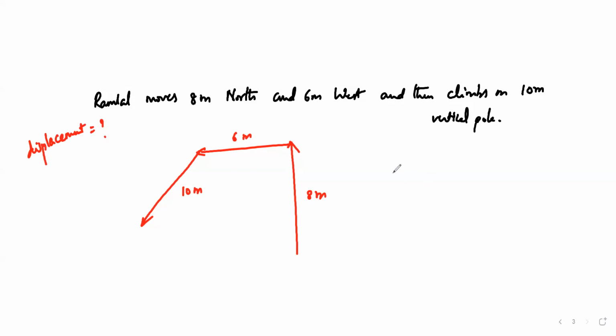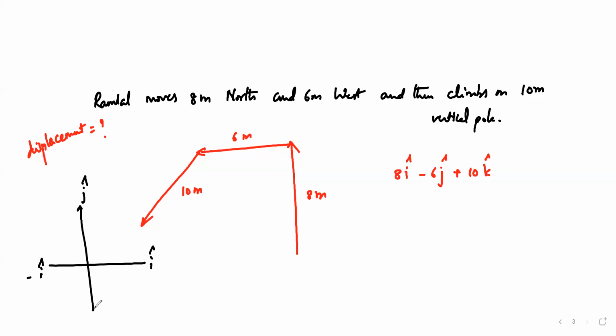So, displacement will be 8i cap minus 6j cap plus 10k cap. Correct, sir? See, if I have to represent in terms of axis, this is i cap, this is minus i cap, this is j cap, this is minus j cap, this is k cap, and this is minus k cap. Correct, sir? Right? That is how I will represent his motion, movement.